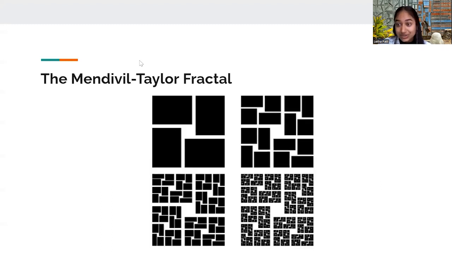This all began with the Mendivil-Taylor fractal, which Mendivil and Taylor constructed in 2008. This is a totally disconnected fractal that projects very thick shadows in every direction. And with a little bit of work in 2022, we were able to show that this fractal also has a dimension arbitrarily close to 1, despite living in the 2D plane.